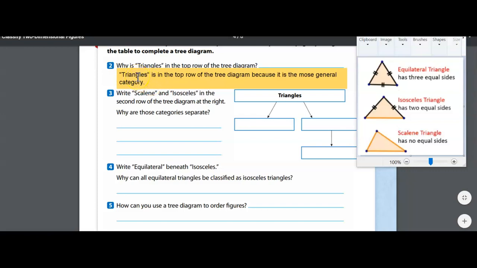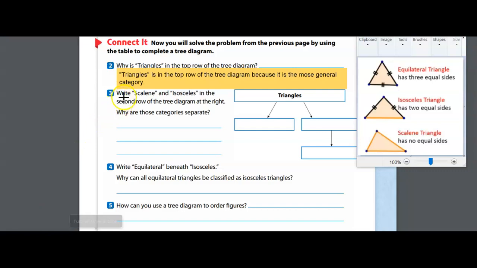So again, don't forget to restate your question, boys and girls. Your answer should say triangles is in the top row of the tree diagram because it is the most general category. Question 3 says write scalene and isosceles in the second row of the tree diagram at the right. Then we will tell why those categories are separate. So think to yourself and identify in the space below and write down why those categories are separate. Press pause and do so now.